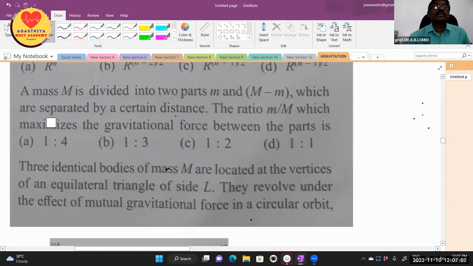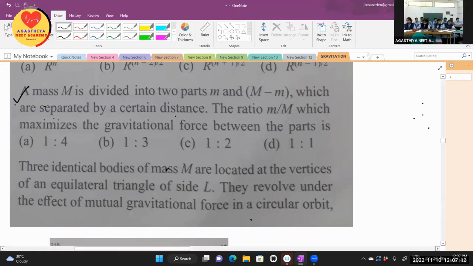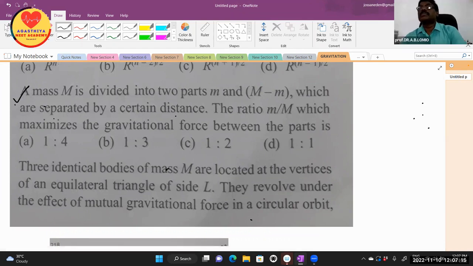Students, see the next problem. This one. A mass capital M is divided into two parts, small m and capital M minus small m, which are separated by a certain distance. The ratio small m divided by capital M, which maximizes the gravitational force between the parts, is?